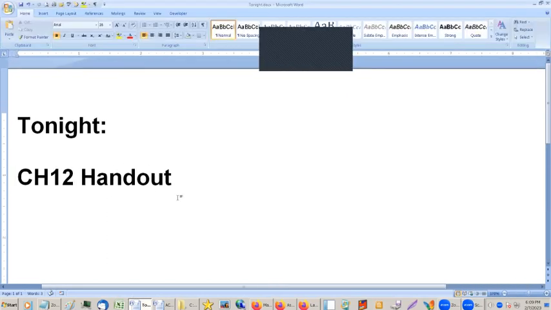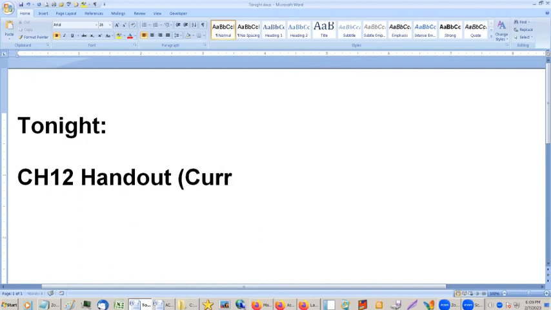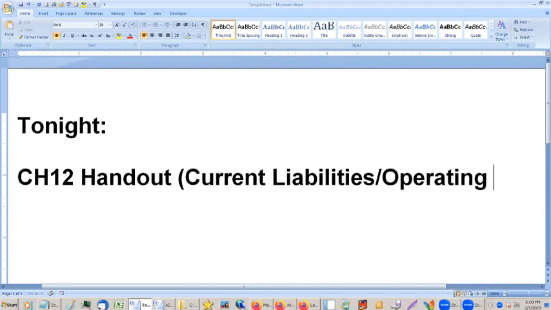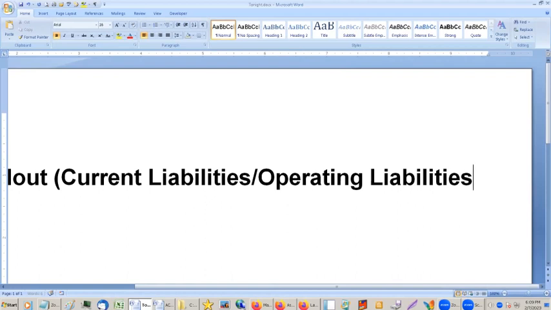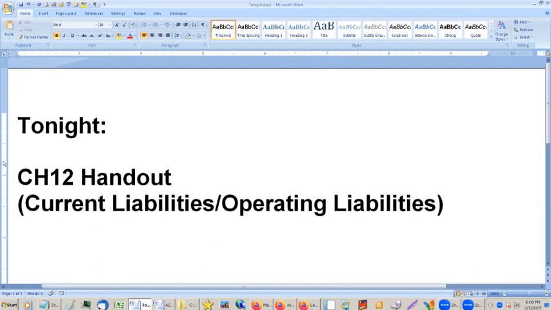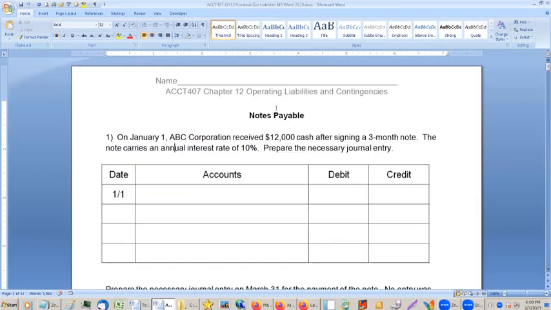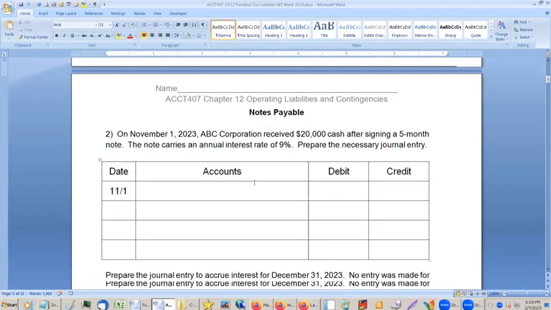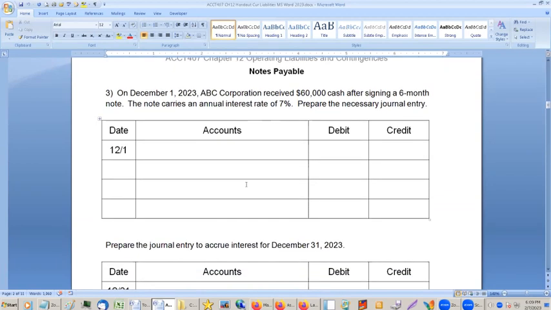Okay, tonight we're going to start the chapter 12 handout, and this is on sometimes called current liabilities. Sometimes called operating liabilities. And basically tonight we're going to look at notes payable, which you guys I know have done before, and then we're going to get into warranty stuff, which is a little bit trickier, but not too bad.